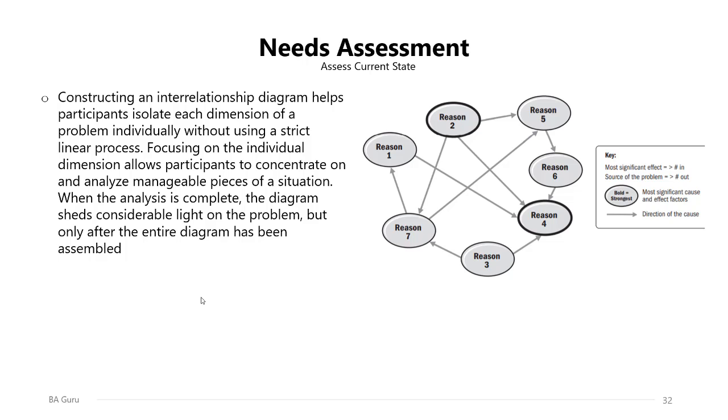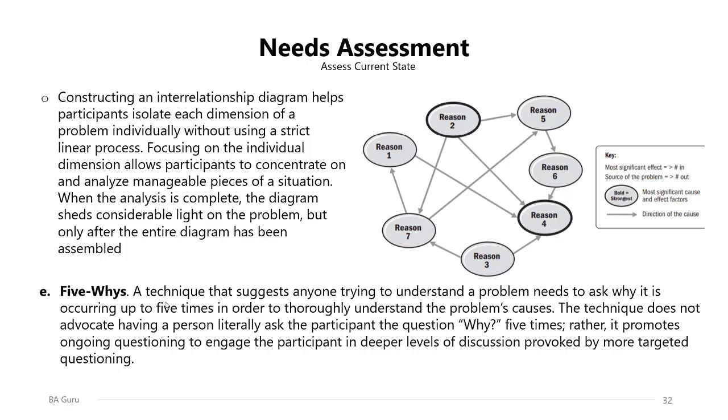Constructing an interrelationship diagram helps participants isolate each dimension of a problem individually without using a strict linear process. Focusing on the individual dimension allows participants to concentrate on and analyze manageable pieces of a situation. When the analysis is complete, the diagram sheds considerable light on the problem, but only after the entire diagram has been assembled. Here is an example of the interrelationship diagram which you can use in this process.